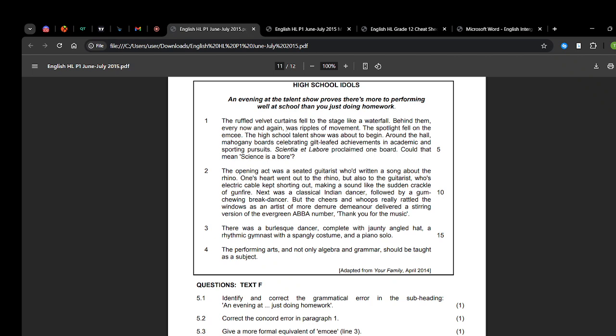Is everyone happy? Any questions? That was the concord error. You can see "ripples of movement" doesn't really match with "was". It matches best with "were". That's the concord error there. But with practice, with time, you guys will get it. Is everyone good? Thumbs up. Almost done, guys. Any questions? Unmute yourself. More than welcome. I love the engagement.